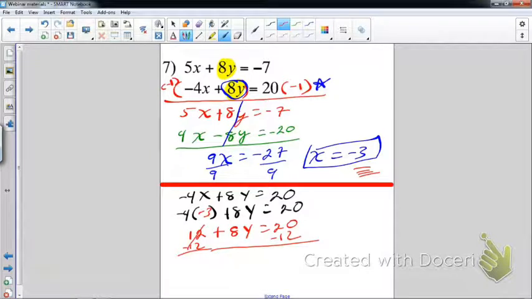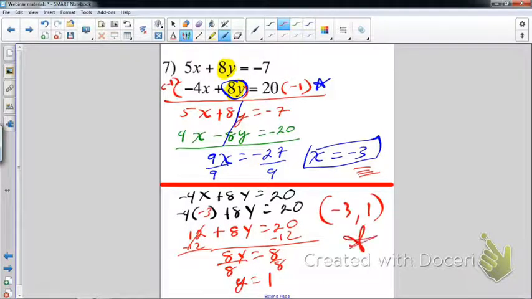That simplifies, and then I have 8y that is equal to 20 minus 12 gives me 8. And I use the division property of equality, and I see that y turns out to be 1. So the ordered pair where they both crisscross is going to be at negative 3, comma 1. So that's the solution for both of the equations. Okay?